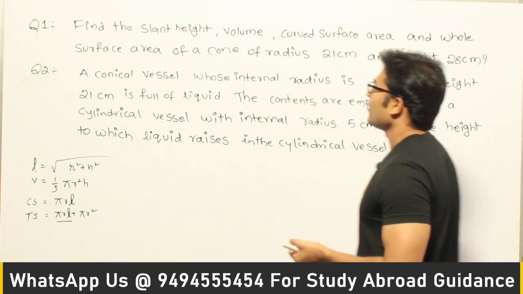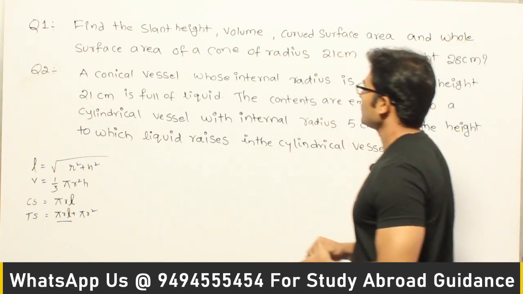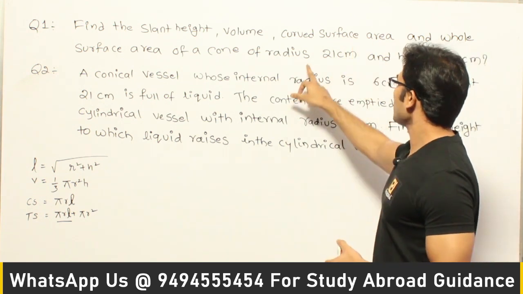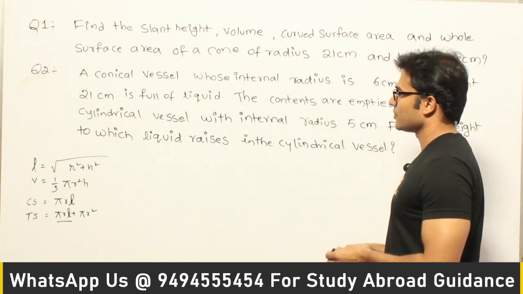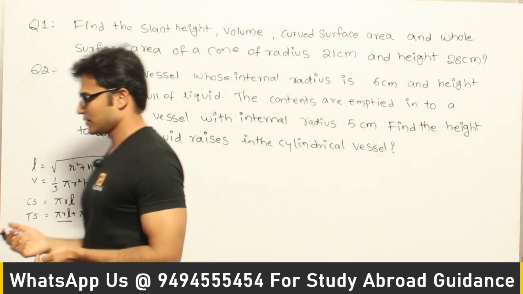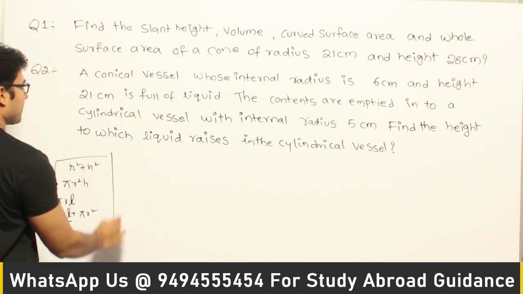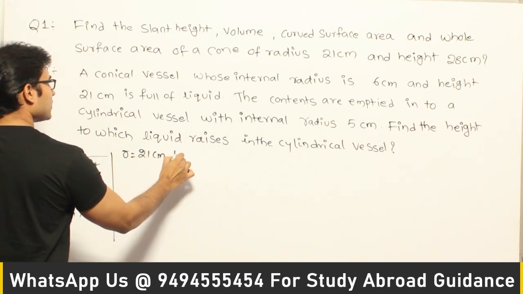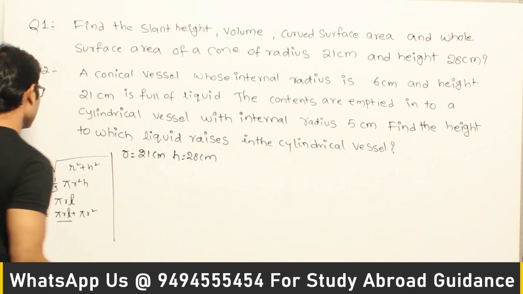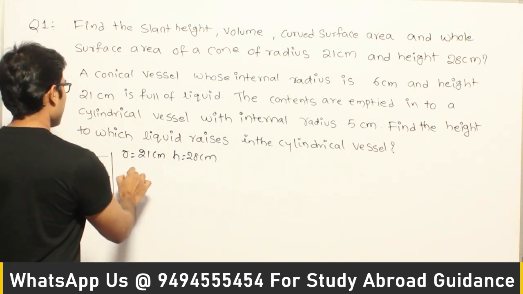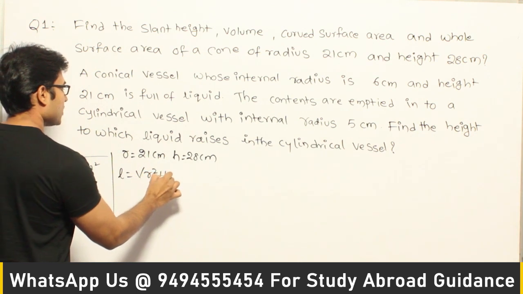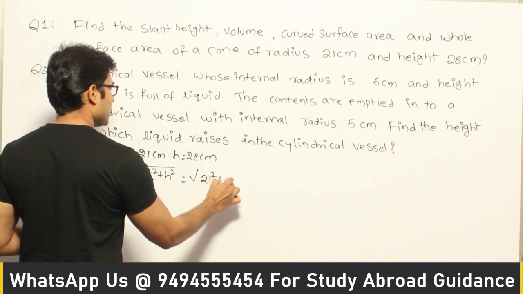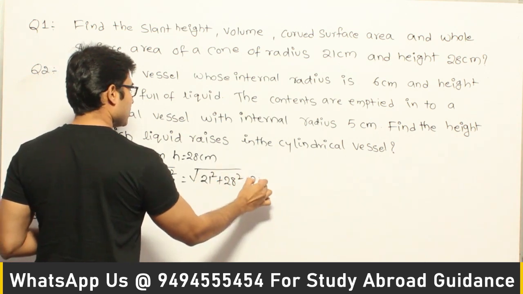Now the first question is: find the slant height, volume, curved surface area, and the whole surface area of the cone of radius 21 centimeters and height 28 centimeters. Now let's try to find out all these things. The radius is given as 21 centimeters and the height is given as 28 centimeters. First we find the slant height. Slant height L equals square root of r square plus h square, which equals square root of 21 square plus 28 square, which is going to be 35 centimeters.